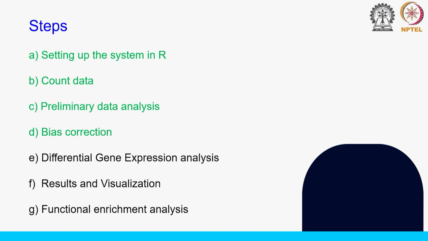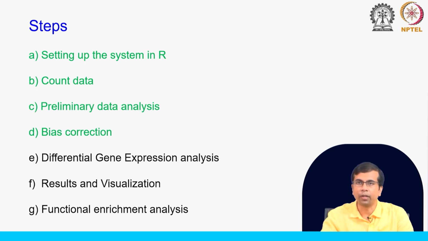So, we started working with preliminary data analysis in the last class. We will complete that in this class, and then we will move on to the bias correction part. Once we have done that, we can go into the differential expression analysis, and then we will move on to visualization of the results, functional and enrichment analysis over the subsequent classes. So let us move to R, complete the preliminary analysis part and see if PCA gives us the same data as the distance based clustering method, and then we will do the bias correction.